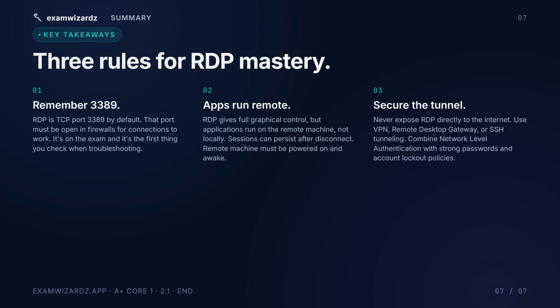Third, never expose RDP directly to the internet. Use a VPN, use Remote Desktop Gateway, or tunnel it through SSH. Attackers love open RDP ports, and brute force attacks are constant. Network-level authentication helps, but it's not enough on its own. Combine it with strong passwords, account lockout policies, and network isolation, and you've got a reasonably secure remote access solution.